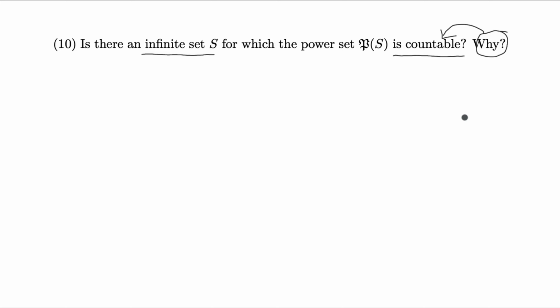Alright, let's proceed in the way suggested by the hints. Namely, if we consider infinite sets S, there are two distinct possibilities. Either S is countable or S is not countable.